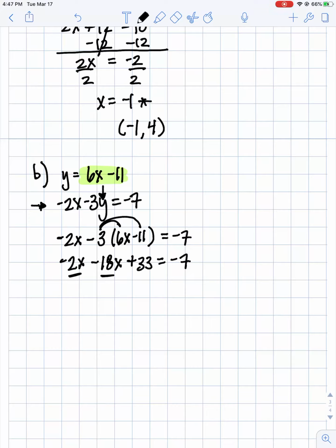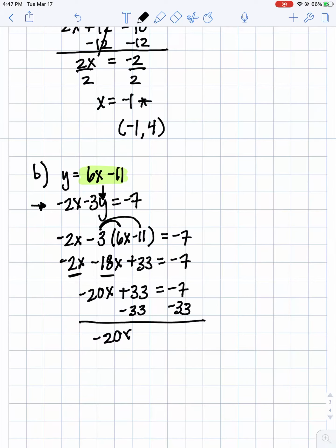Combine like terms. Negative 2x minus 18 more x's is a negative 20x. Plus 33 equals negative 7. And y'all know how to solve from here. Subtract 33 on both sides of your equation. We get negative 20x. 33 minus 33 is 0. Equals negative 40. Divide by negative 20, and x equals a positive 2.